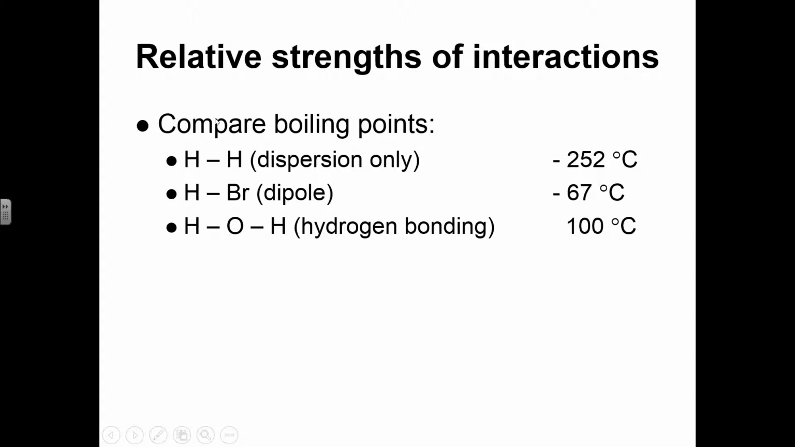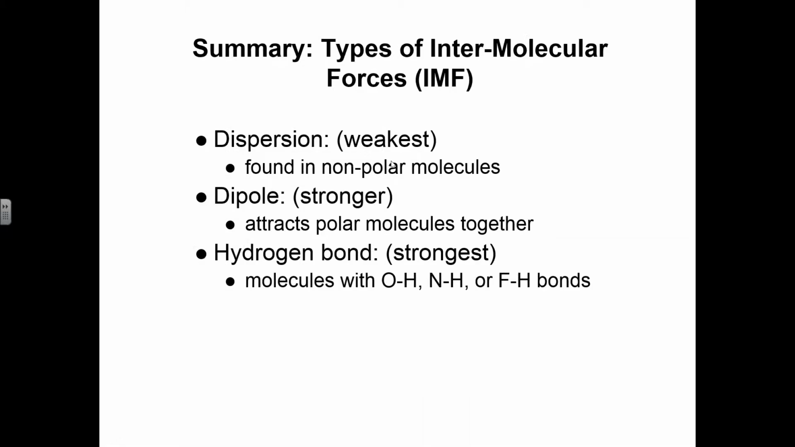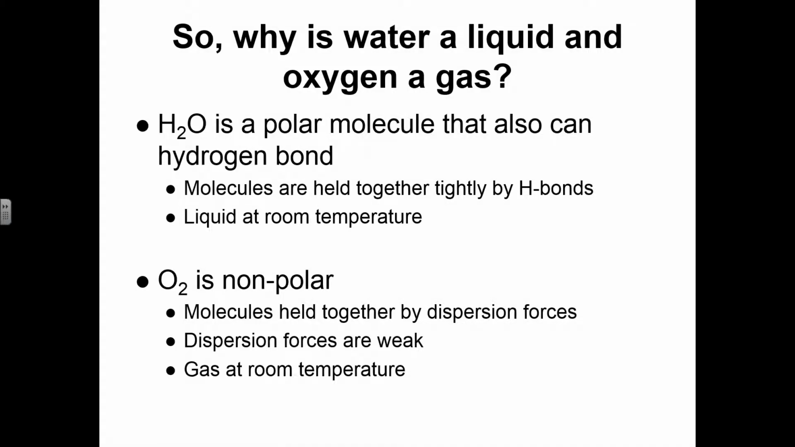So looking at some different interactions here, look at these boiling points. Dispersion forces only, the boiling point's extremely low. That means it's so easy to break forces between H2 molecules with other H2 molecules. Dipoles in the middle, and then this is why water is so darn hard to boil. Okay, so there's just a summary again of the types of intermolecular forces.